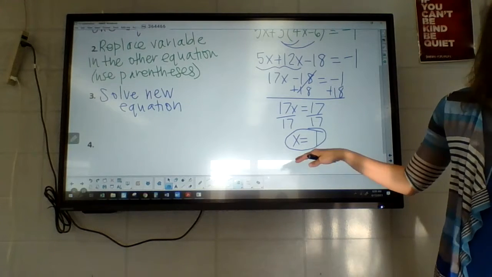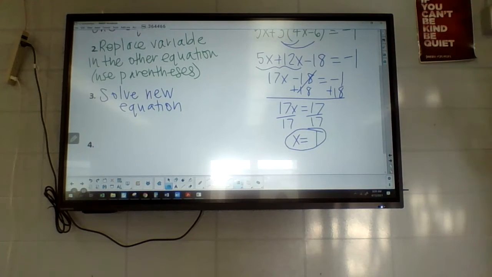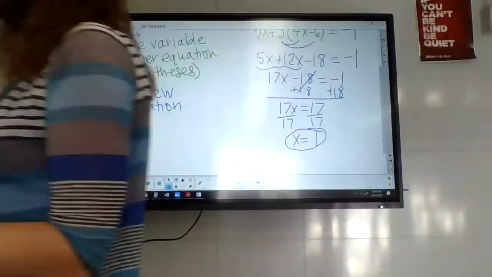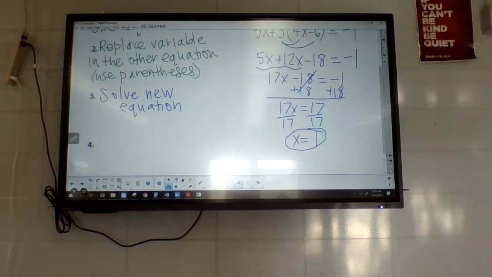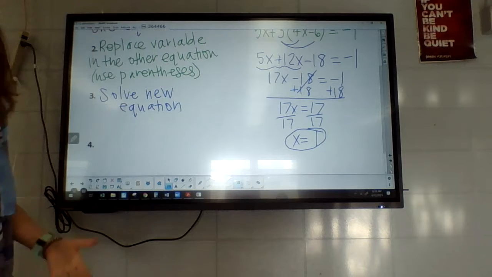Now that we know what x is, this becomes like the warm-up question. If I know x, I can substitute that back in to find our y. I typically use the top equation, the one where we got the y all alone, but we're going to find that other variable.